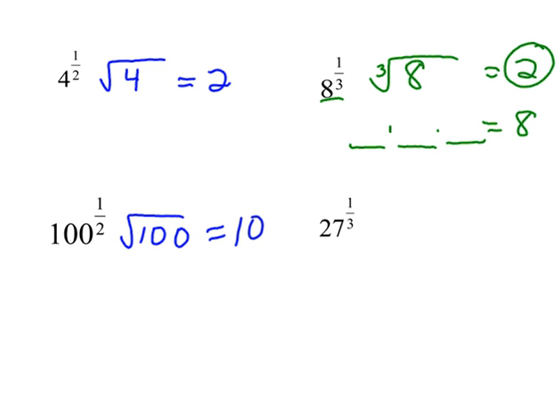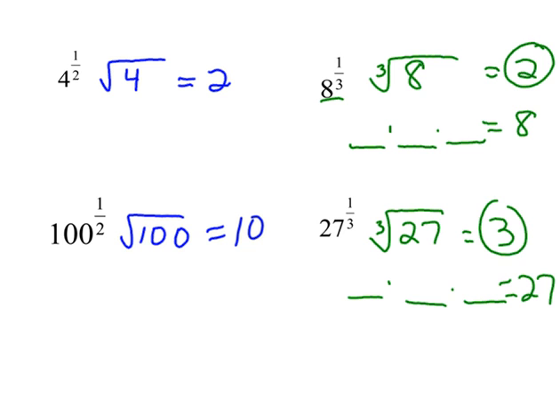Here we have 27 to the 1/3, so that's the cube root of 27. What number times itself 3 times gives you 27? And that would be 3.